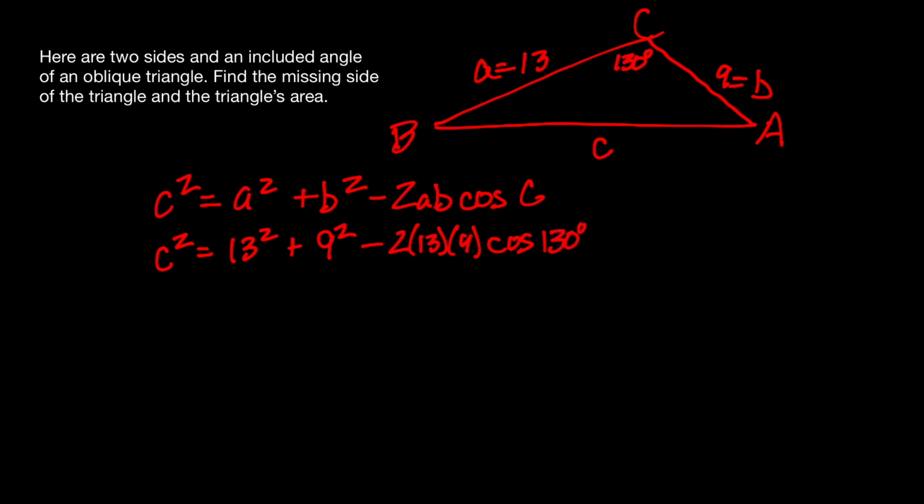So I'm going to take a moment and just type all of that into my calculator. 13 squared plus 9 squared minus 2 times 13 times 9 times the cosine of 130 degrees. So I'm coming up with a c squared of, well, 400.4 roughly. So what I'm going to do is take the square root of my answer, and I find out that c is about 20.0. So we'll go with 20, just to make our calculations a little easier.